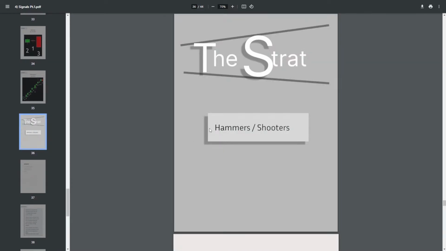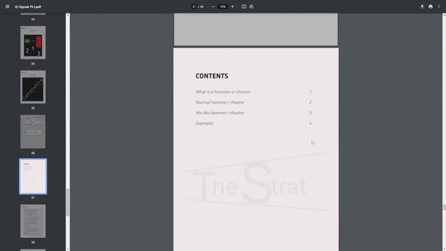Now to the hammers and shooters. So first we're going to cover what it is. What is a hammer and shooter? There's two types. There's the normal and then a momo or a momentum hammer and shooter. And then examples.